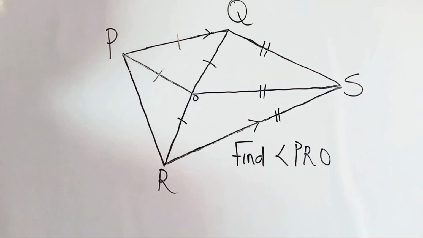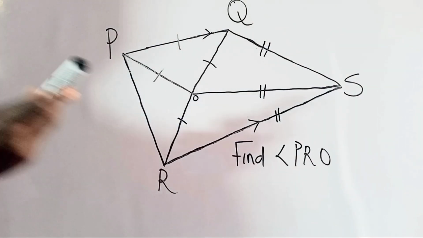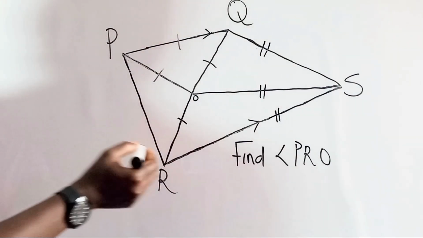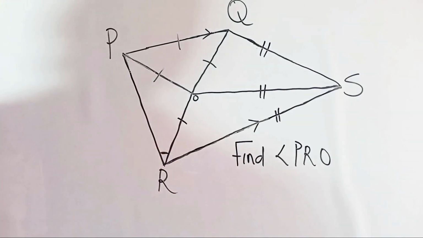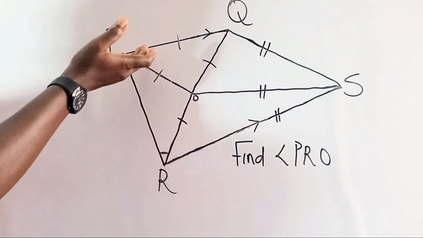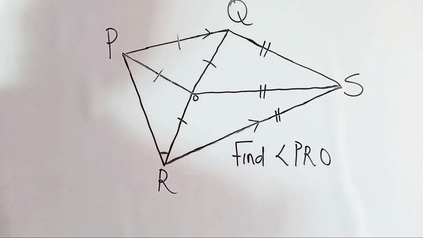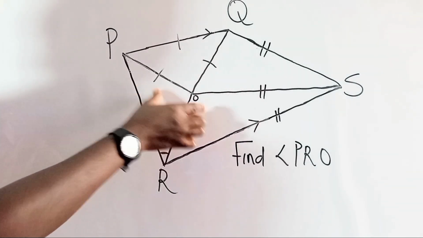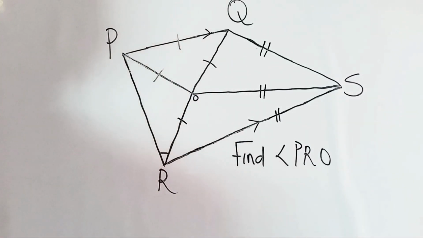Hello and welcome. To solve for angle PRO, this angle here, I'm going to be applying some basic angle rules, because if you notice in this diagram, there are no given angles. So we need to figure that out. But don't freak out, because by the time we finish analyzing, you will see that the question is easier than it seems. Alright, let us now critically analyze this figure here.